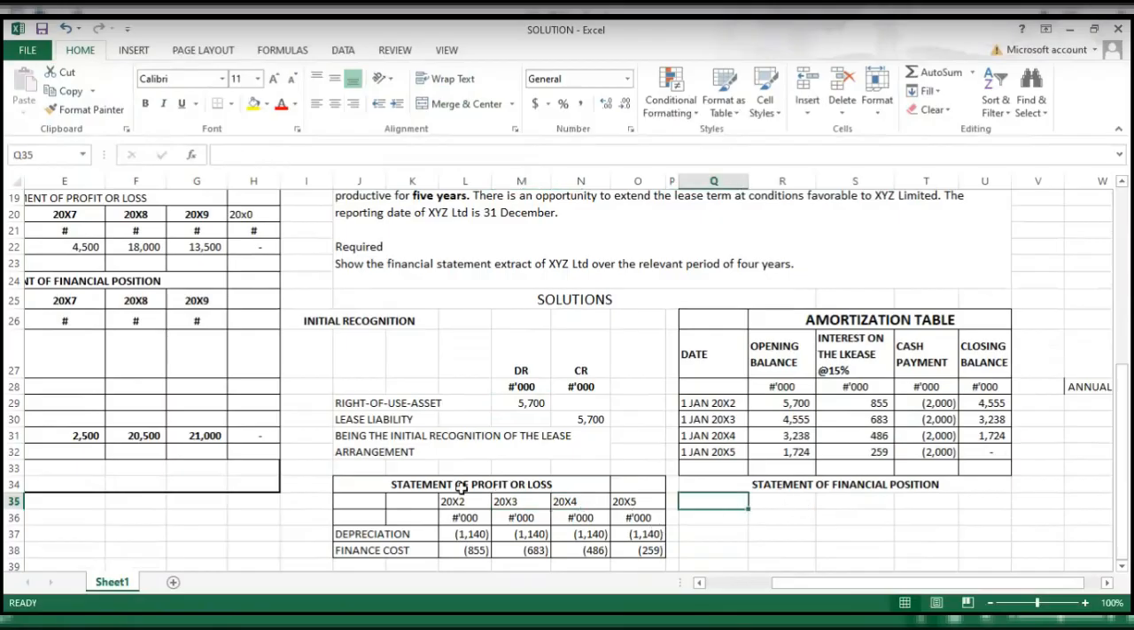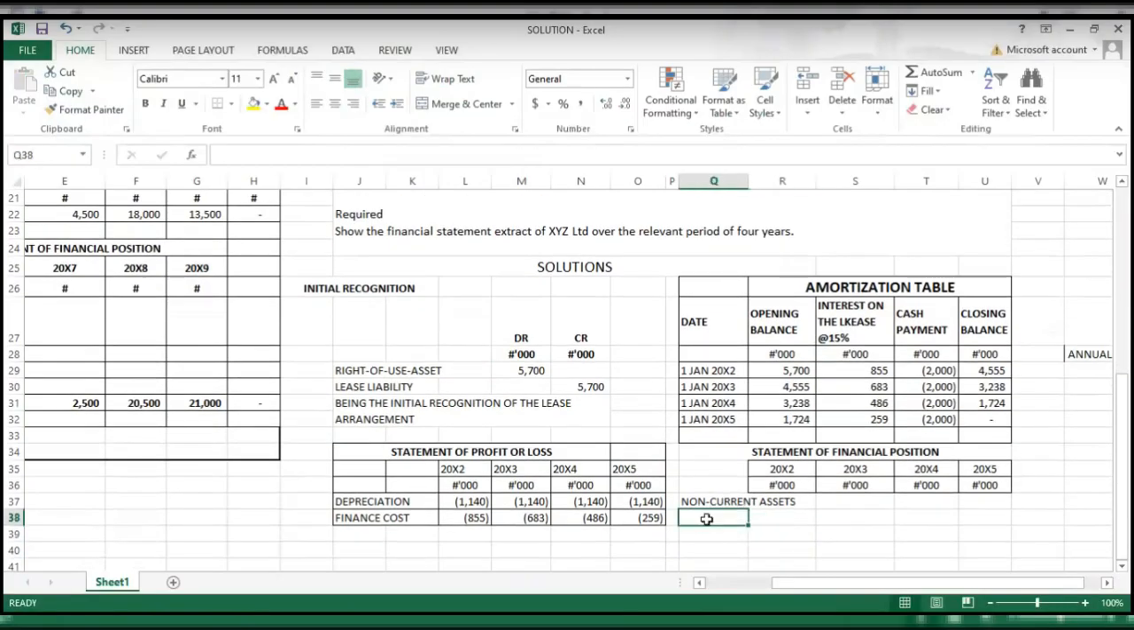So under the statement of financial position, what we shall be having is the right of use asset at its carried amount, and then the lease liability over the life of the lease. So first, let me move this a little bit here so that we have a column for description. So we're going to be having non-current assets here. And under the non-current assets, we are going to be having the right of use asset, which is what we have here. Right of use asset.